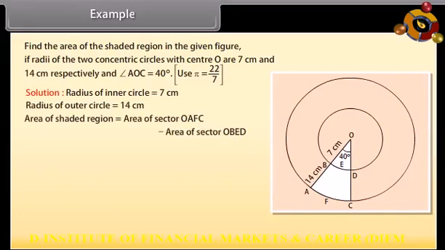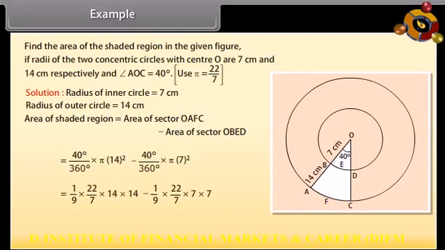Area of shaded region is equal to area of sector OAFC minus area of sector OBED, which is 40 degrees upon 360 degrees into pi into 14 square minus 40 degrees upon 360 degrees into pi into 7 square. Now, by substitution and calculation of the values, we get area of shaded region is 154 upon 3 centimeters square.